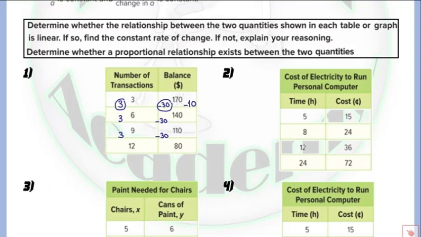The change of y is equal to negative 30. The change of x is equal to 3. It will be equal to negative 10. Once we have all of the rates of change equal, it means we have a constant rate of change. It means this relation is linear. And the constant rate of change now is equal to negative 10.